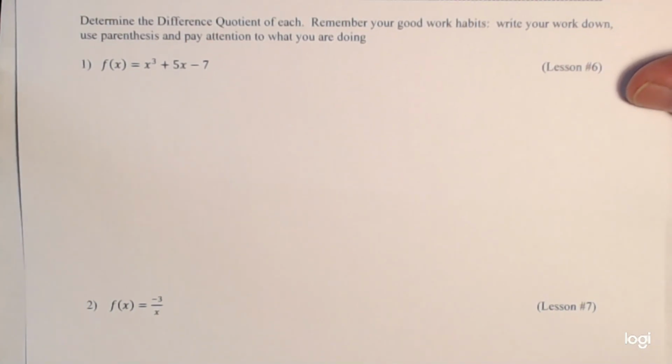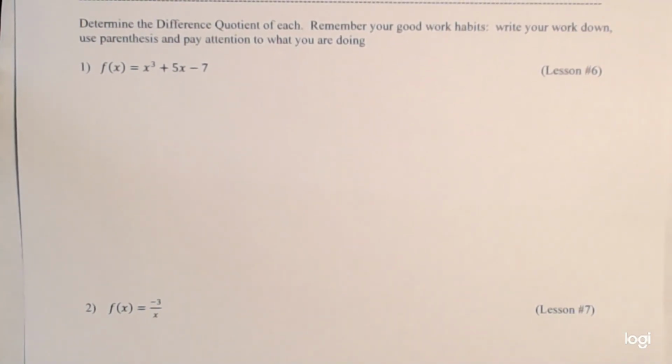All right, here's your first couple questions. We've got a polynomial function on number 1. If you really need to, go back to lesson 6. Got a rational function for number 2. If you need to, go back to lesson 7. Pause the video as needed so you can get these jotted down. I'm going to get the last 3 questions up for you here.